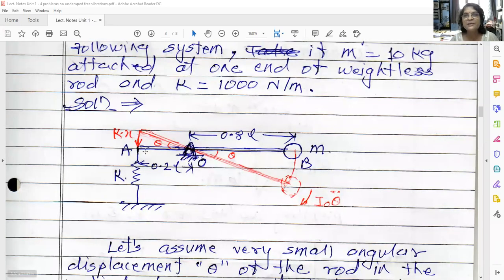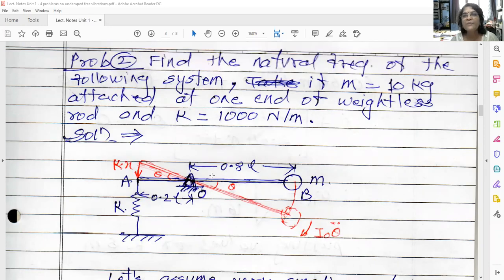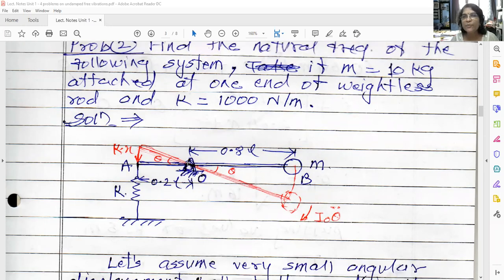See, this point O is a pivot point. So OA and OB. AB is a rod which is pivoted at point O. And at point A, the spring is connected. The other end of the spring is fixed, and one end is connected to A. And end B is free.